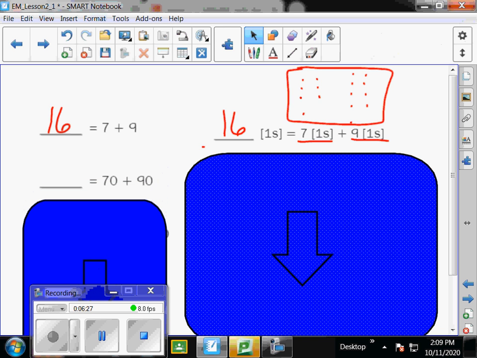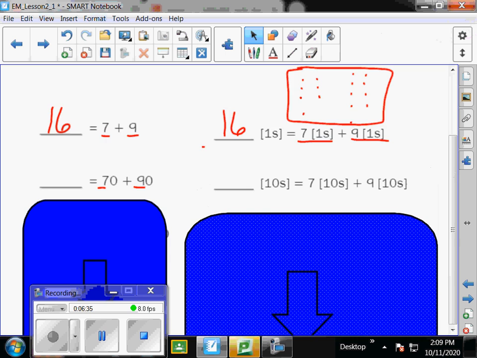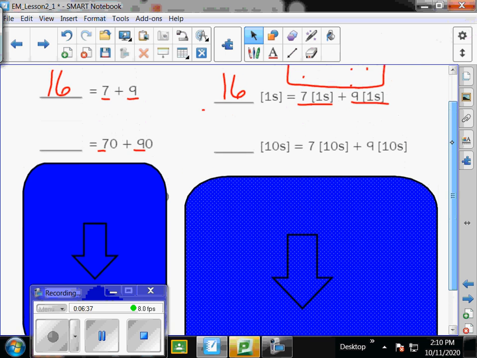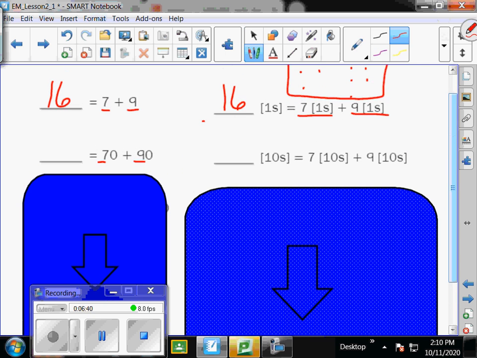70 plus 90? Think about how that's changed. It's still 7 plus 9, except now, what do I have? Now, instead of 7 ones like I had up here, I have 7 tens. 10, 20, 30, 40, 50, 60, 70. And I have 9 tens instead of 9 ones. 10, 20, 30, 40, 50, 60, 70, 80, 90.